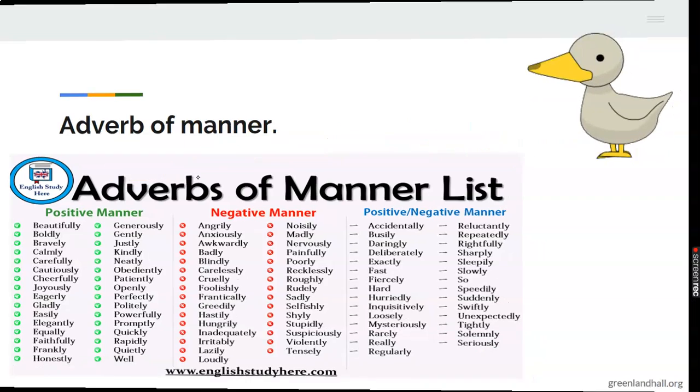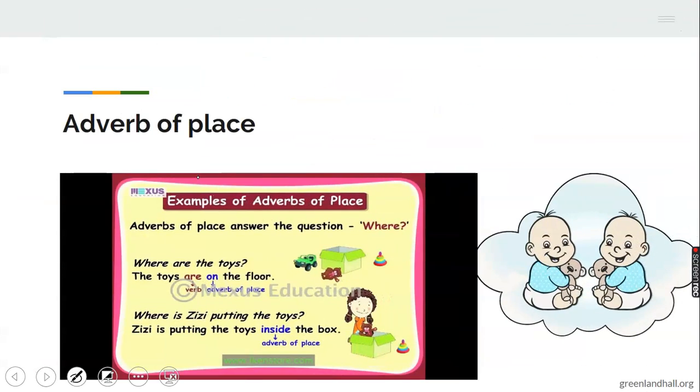place. Now let's quickly go to another one, which is adverb of place. Tells us where an action takes place. Tells us what? Where an action takes place. Okay, see, adverb of place answers the question where. Now, where are the toys? This where is the adverb of place.